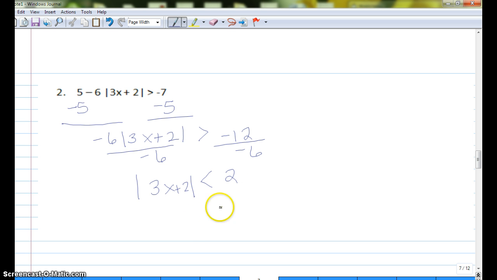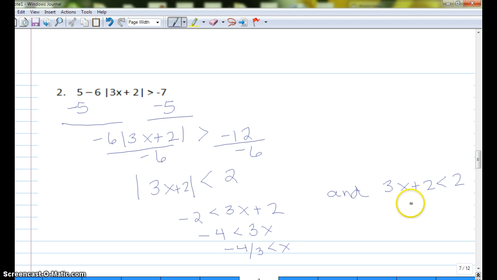And we're going to have negative 2 is less than 3x plus 2, and 3x plus 2 is less than 2. So here we'll subtract 2 from both sides. We'd have negative 4 is less than 3x. We would divide both sides by 3, and we'd have negative 4/3 is less than x.